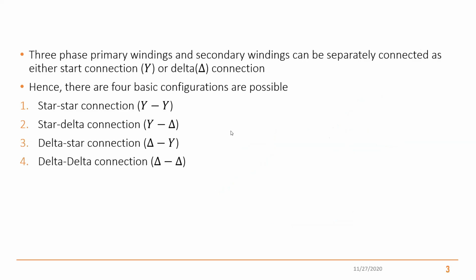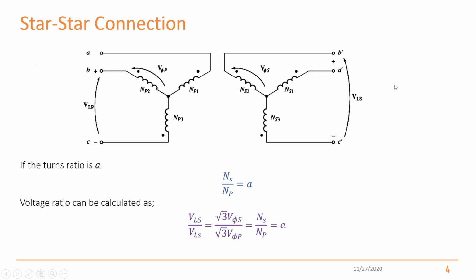Apart from that, depending on the phase difference also, we can change it. That is about the vector groups of the transformer. We can classify the three-phase transformer by vector groups as well, but we can look at them later. First let's look at these basic configurations. So the first one is the star-star connection.